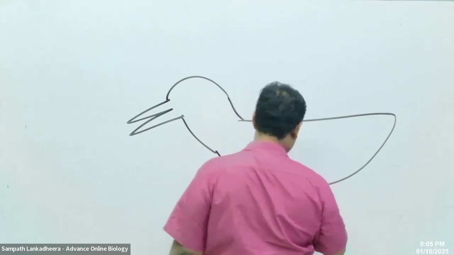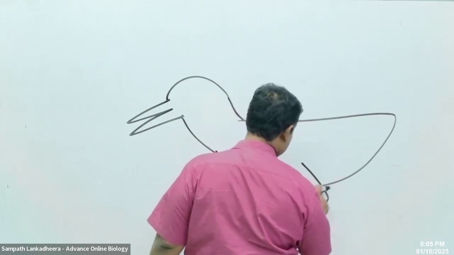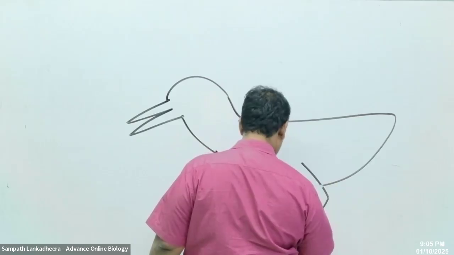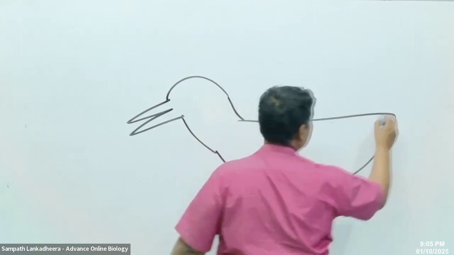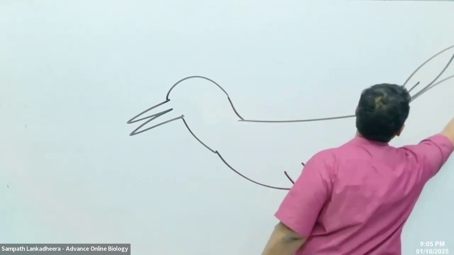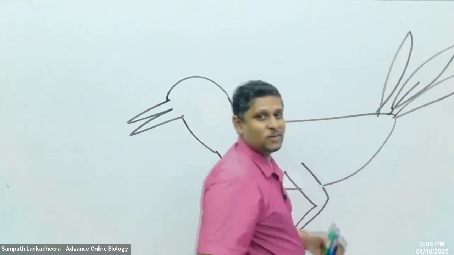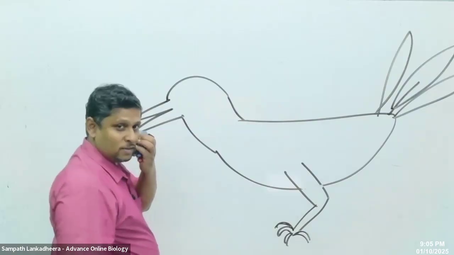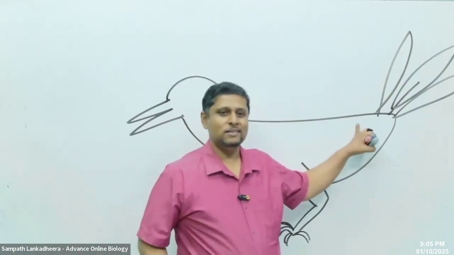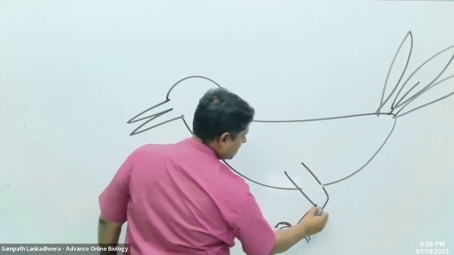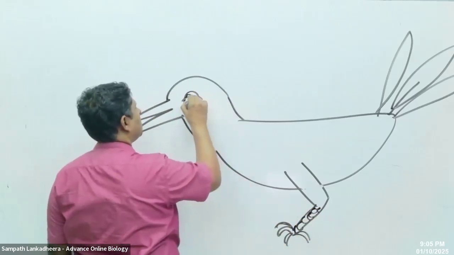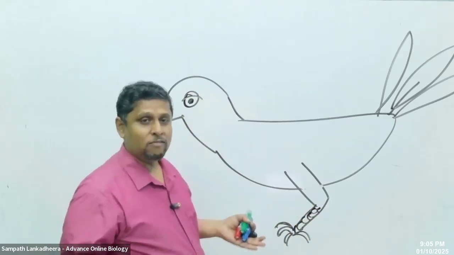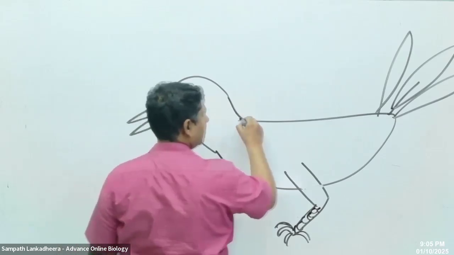And they have, people, a short tail or a long tail. Tail feathers are long, but the tail is short. Scales are present, especially on their legs. They don't have teeth, beak only.